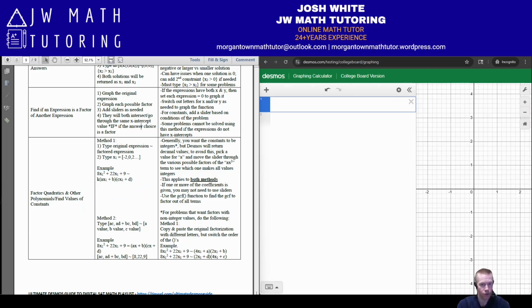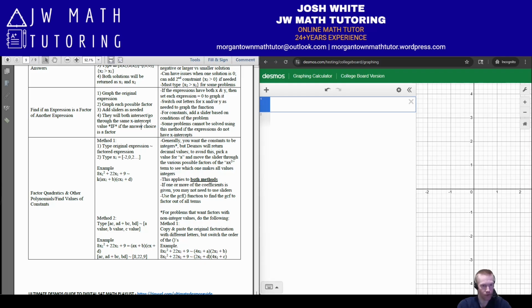Now, there is another thing to mention too. You might not need to do this if some of the coefficients are already given in the way that it's factored. You might not need to use sliders. It might just find the factoring right away, and therefore you're set and you don't need to go through that. So just be aware of that.